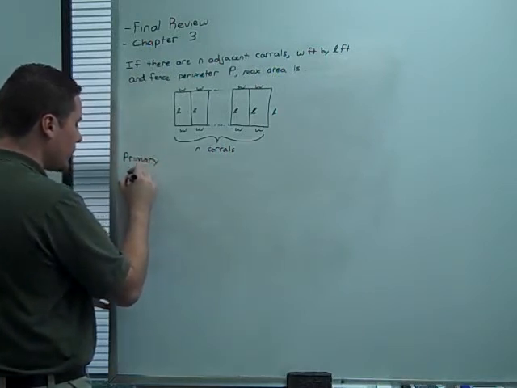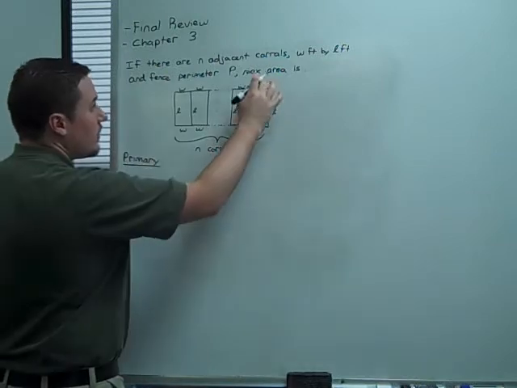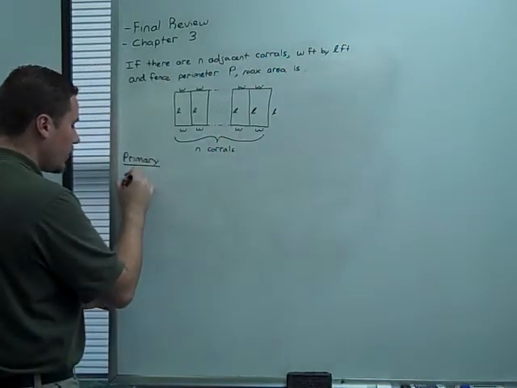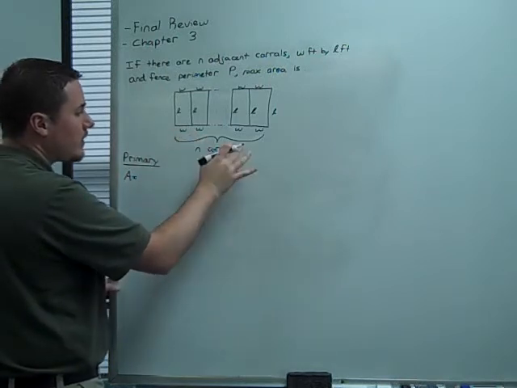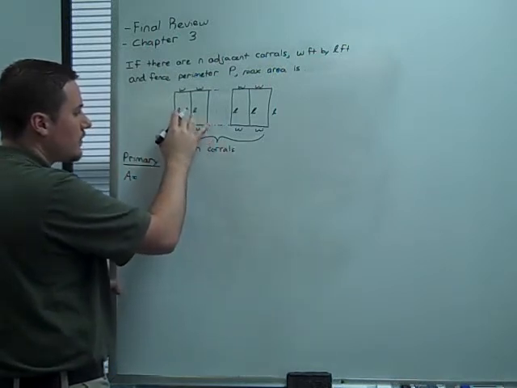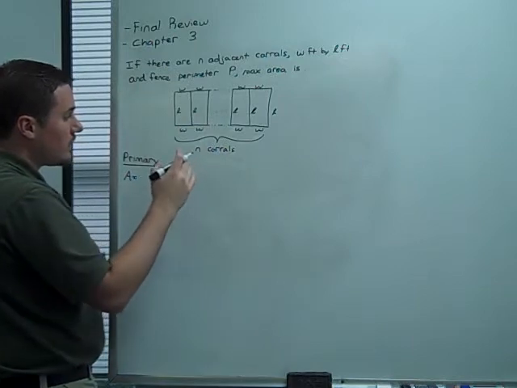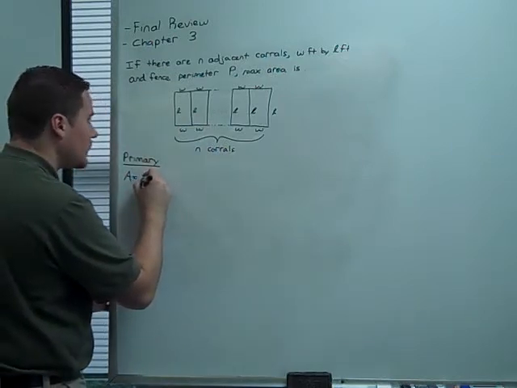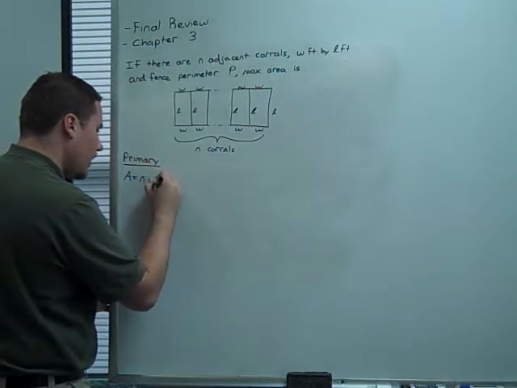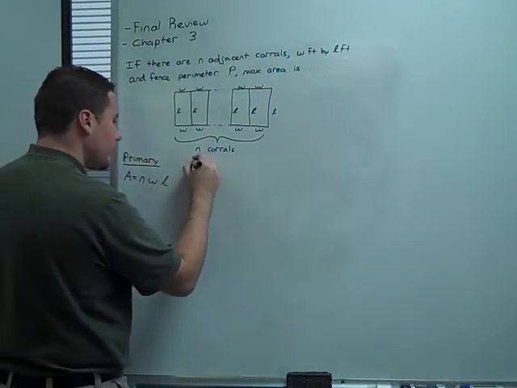Alright, our primary equation is regarding area. So we're going to have A equals, well, if we have n corrals and they're each W times L, then each area is WL and there are n of them, so n times W times L.